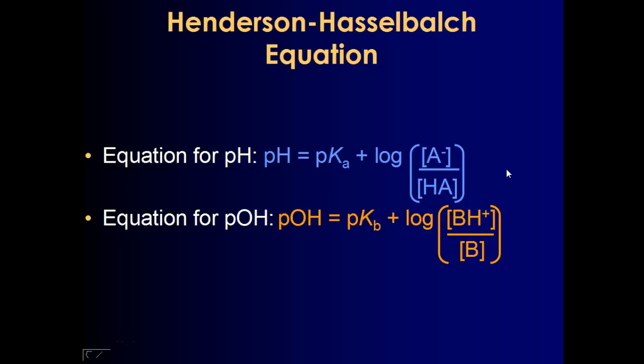And if you were going to use the pOH equation, you need to just basically reverse everything. Instead of pKa, you use pKb. And this time the acid will be on top. It has one more proton. And then the base would be on the bottom of the log ratio.